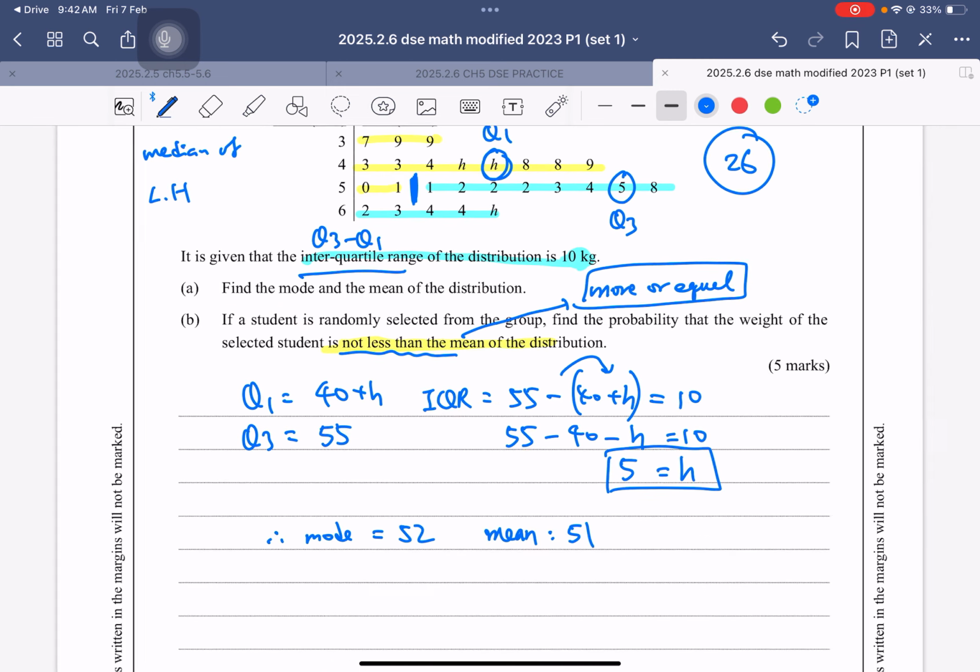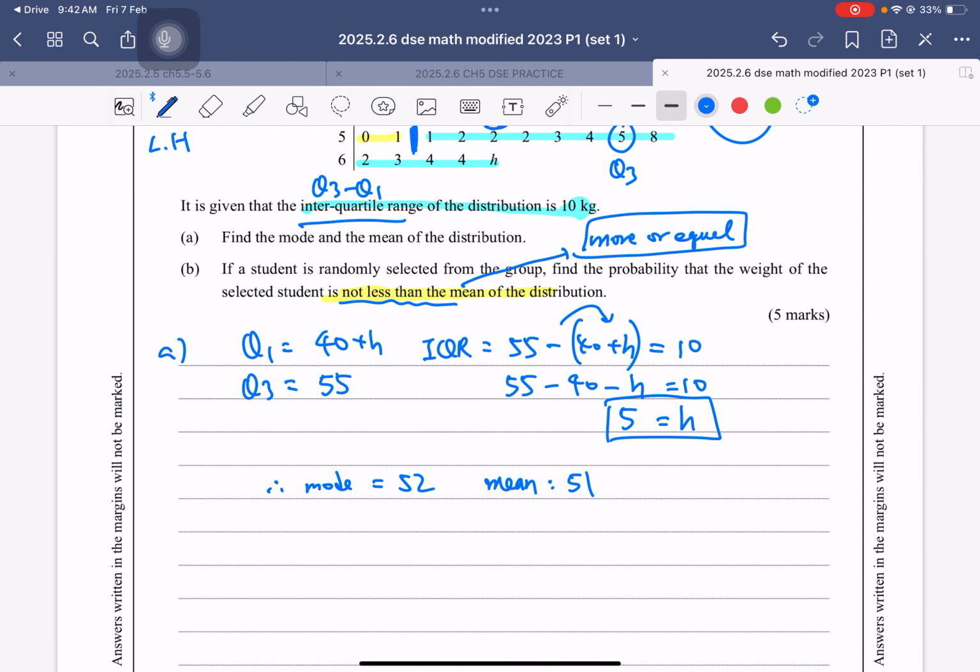Okay, it seems that Sandeep got this wrong. I got it wrong, I know. But I think I should get it correct. Yes, you have to get it correct. Okay, so what is our mean? Our mean is 51, isn't it? So what I want is the probability of the weight greater than or equal to 51.